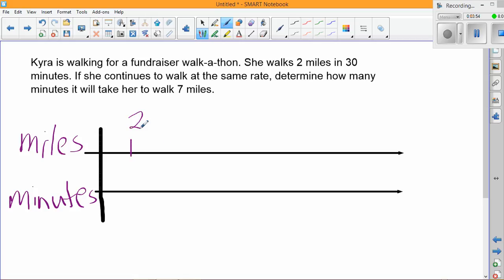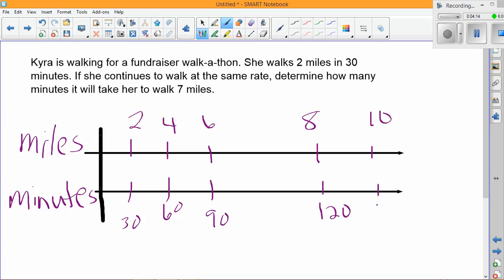We have 2, 4, 6. Now I'm going to leave a gap just to give myself enough room here. 8, 10. On this side, we're going to do 30, 60, 90, 120, and 150. And because the miles and the minutes are correlated, they should come at the same spot. Now, let's do a different color here. We know that 7 is here. We want to know what is there.